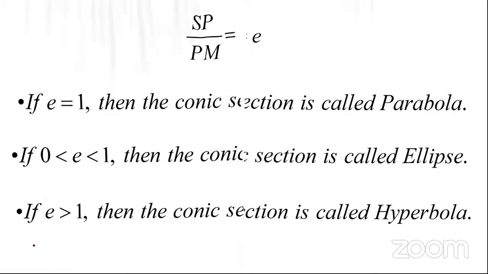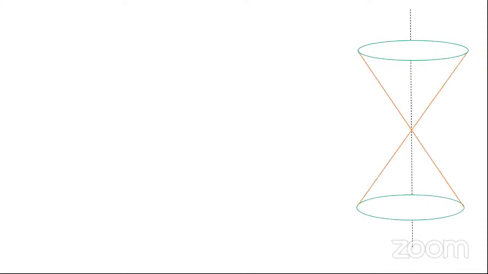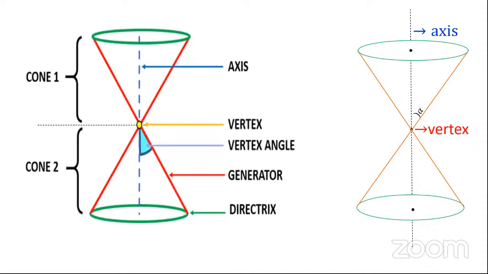Next, now we are going to enter the ellipse chapter. I'm drawing an ellipse here, same as in the previous figure, but here we are discussing only the ellipse. Here these lines are generators, this is the vertex and this is the vertex angle. These are the directrix, and this is the axis.